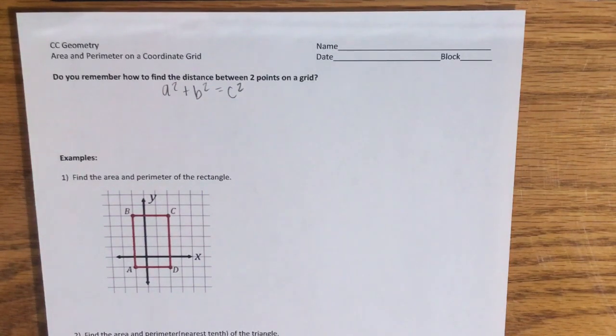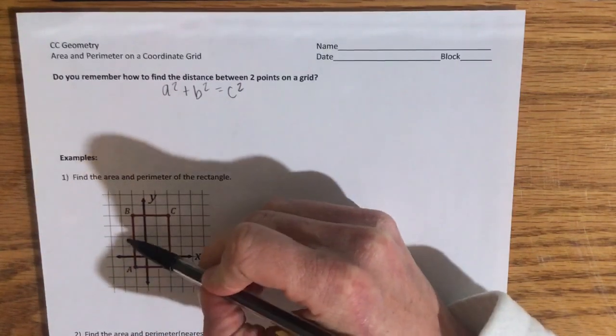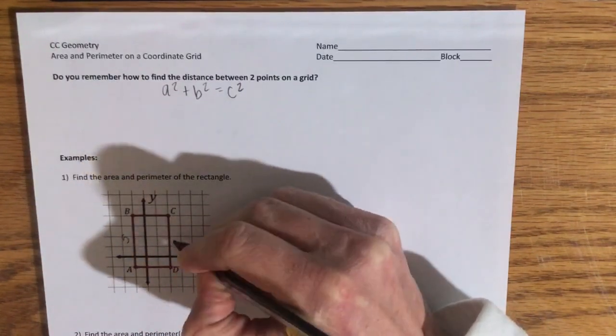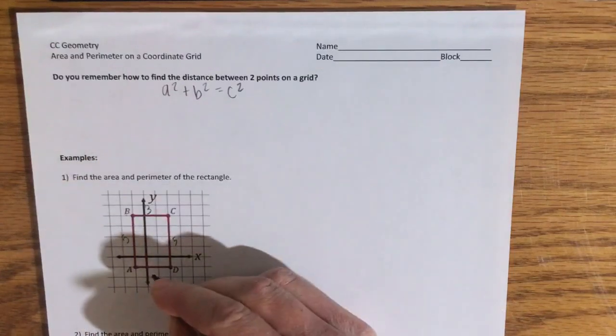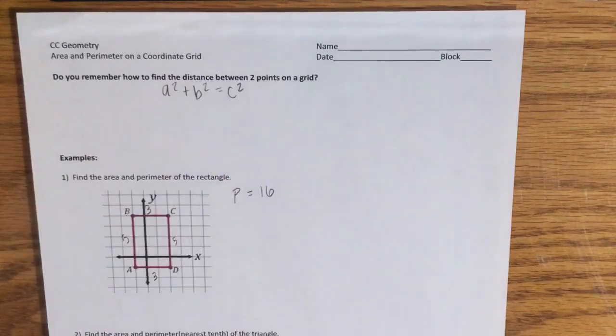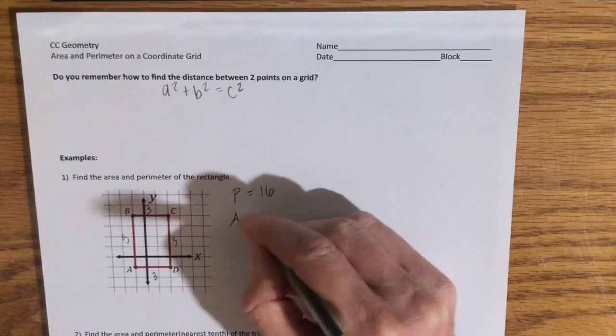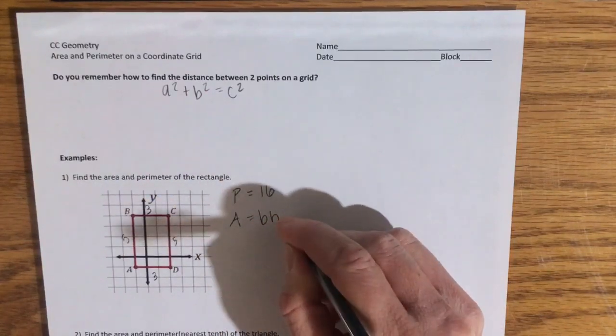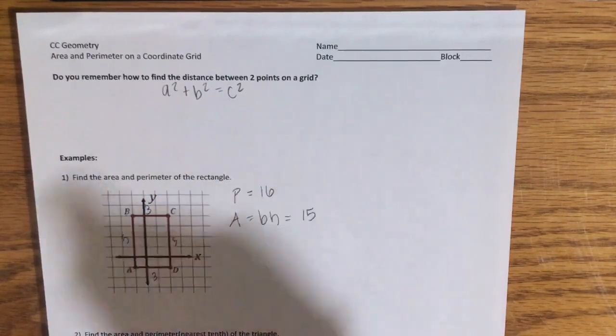So area and perimeter of the rectangle for number 1. So perimeter is easy, right? Perimeter, we just have to count some boxes. 1, 2, 3, 4, 5 here, 5 here, 3, and 3. So nice and easy. Right now we can see the perimeter is 16. Area of a rectangle is base times height, so this area is equal to 15.